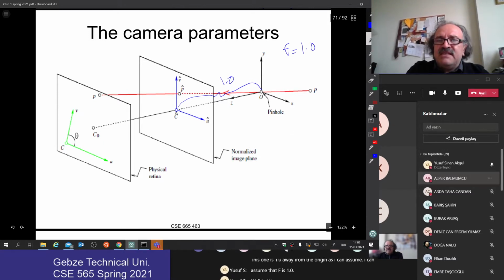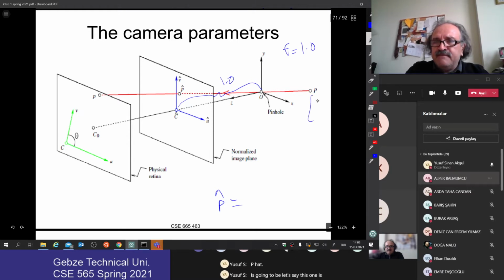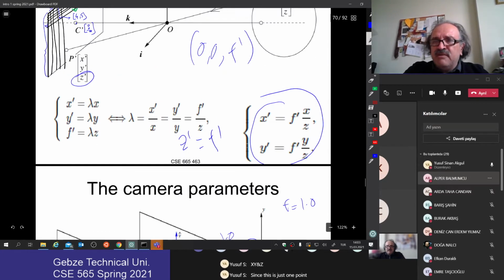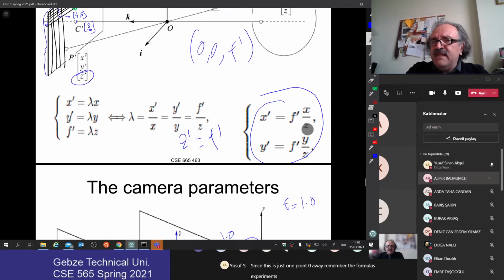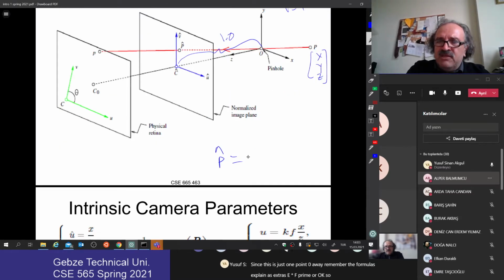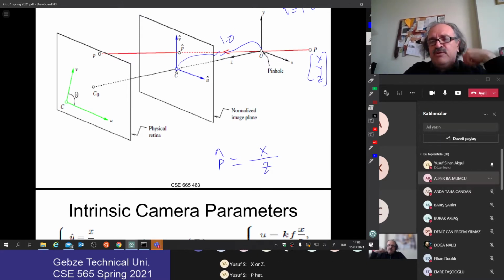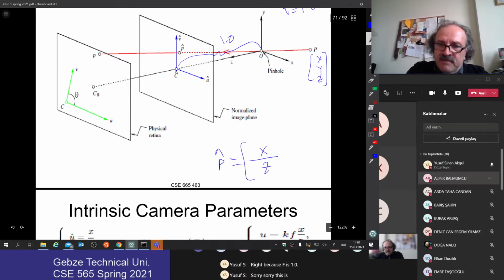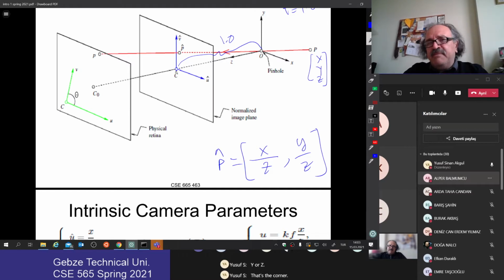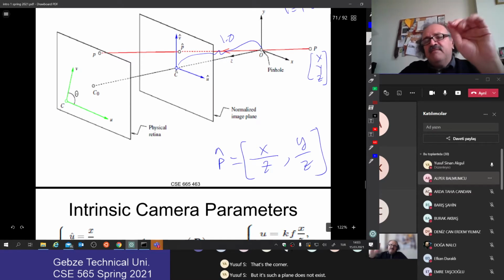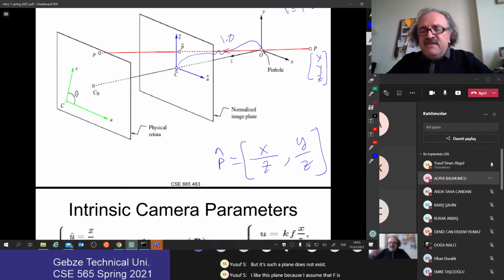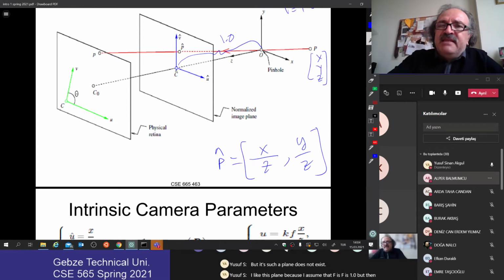Well, in this case, this p hat is going to be, let's say this one is x, y, and z. Since this is just 1.0 away, remember the formulas. X prime is x over z times f prime. So this is going to be just x over z, comma y over z, because f is 1.0. That's the coordinate. But such a plane does not exist. I like this plane because I assume that f is 1.0. But then this plane doesn't have rows and columns.